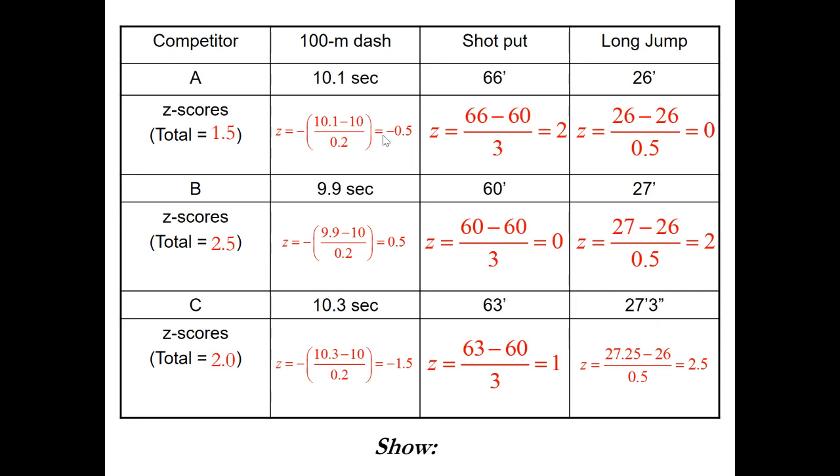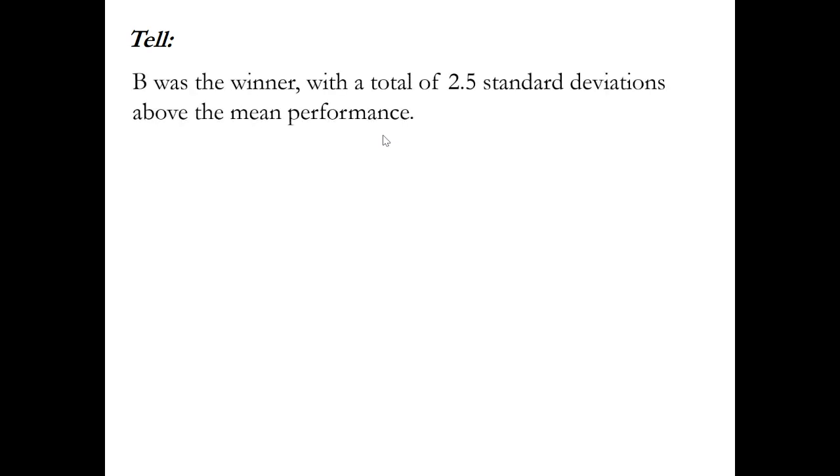Now, what I've done here is I've shown my justifications for my conclusions. That's what we're going to do. We're going to think, show, and tell. So the last thing we have to do is just tell. What did we find? What are we concluding? Well, B was the winner. They had a total of 2.5 standard deviations above the mean performance, which is more impressive than the other competitors.